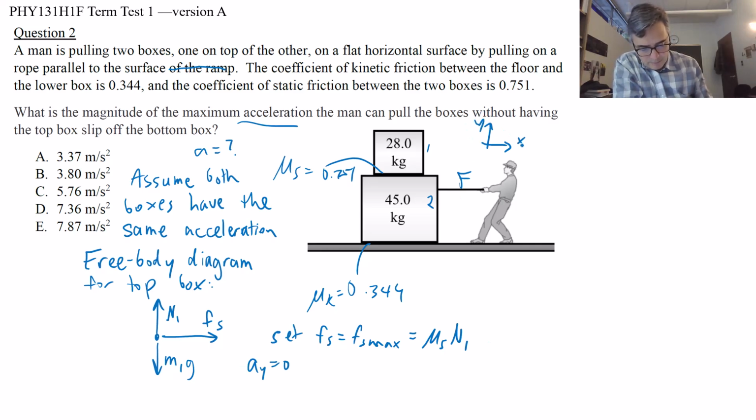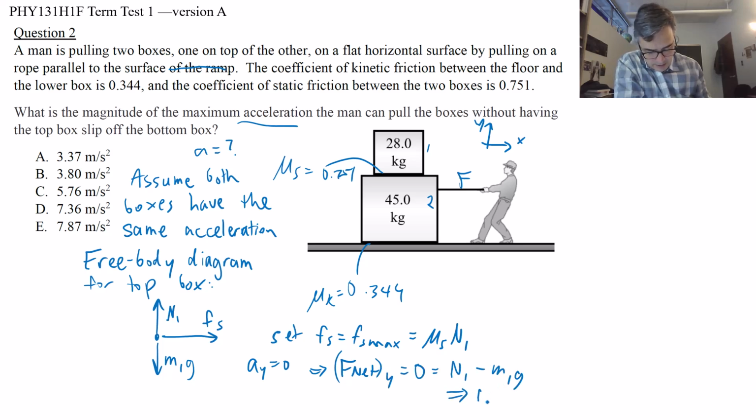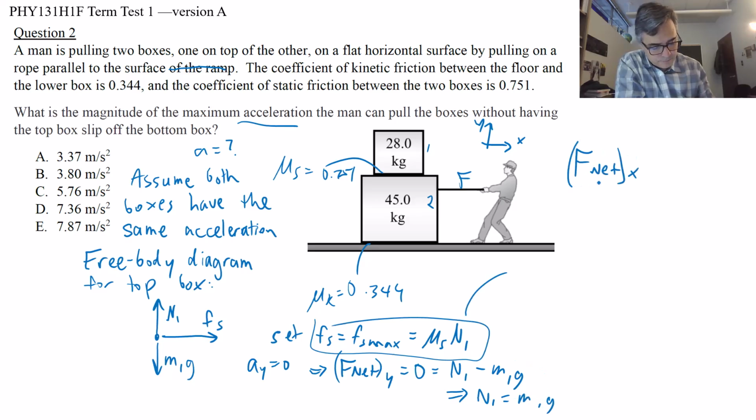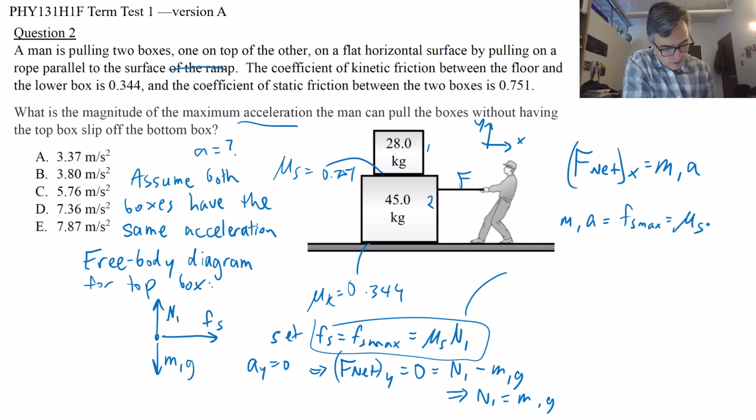If we define y to be up and x to be right, and a sub y is 0, that means the net force in the y direction is 0, which is n1 minus m1 g. So this means that n1 equals m1 g. F net in the x direction is equal to m1 times this acceleration that we're trying to find. So we'll say that m1 times a is equal to f s max, which is going to be mu sub s times the normal force, which is m1 g. And the m1s cancel, and you get a equals mu sub s times g.